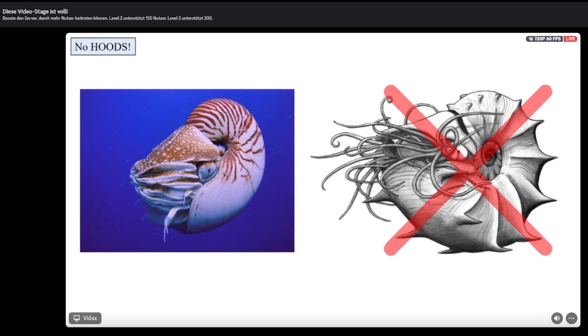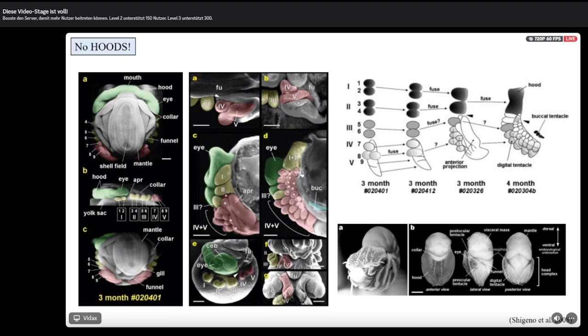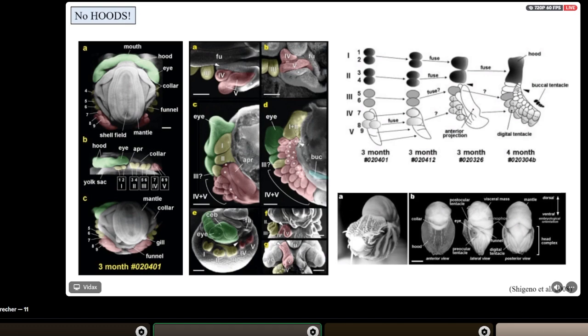Ammonites did not have hoods like Nautilus. Why? The hoods of the Nautilus are formed by fusing a pair of arm buds in juveniles with a part of the collar and with a part of the eye, to create this very derived, very complicated structure that is unlikely to have evolved two times.